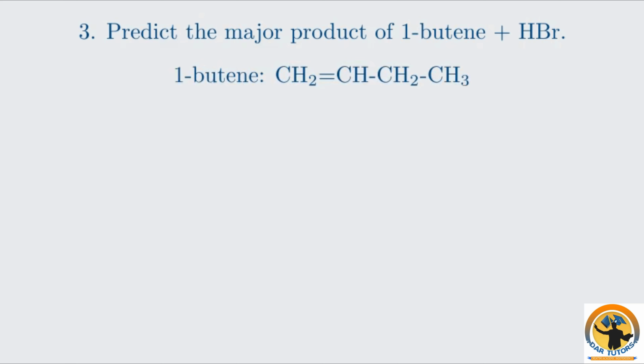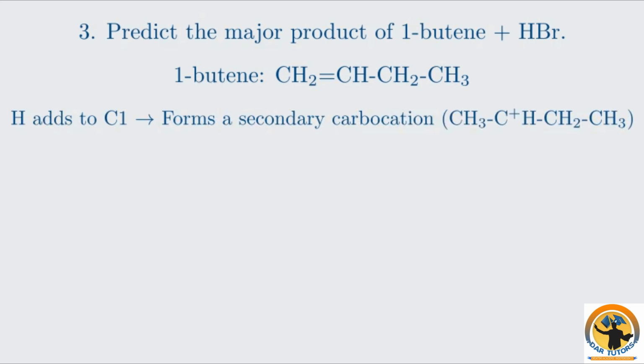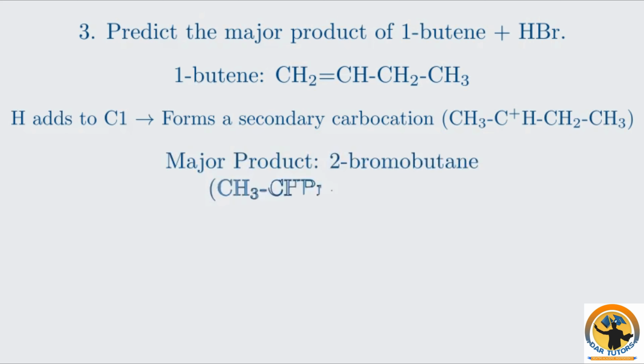According to Markovnikov's rule, the hydrogen from HBr will add to the carbon with more hydrogens, which is the first carbon. This addition generates a secondary carbocation on the second carbon. A primary carbocation on the first carbon would be much less stable. The more stable secondary carbocation will react with the bromide ion to form the major product, 2-bromobutane. This application of Markovnikov's rule is key to predicting the outcomes of electrophilic addition. The major product is 2-bromobutane. The minor product, formed via the less stable primary carbocation, would be 1-bromobutane.